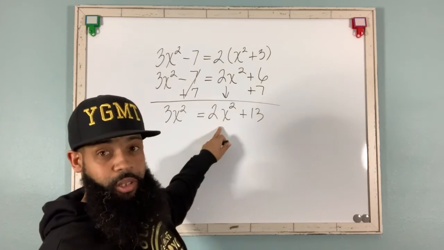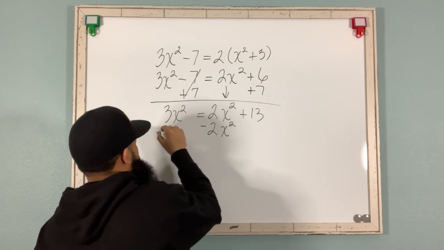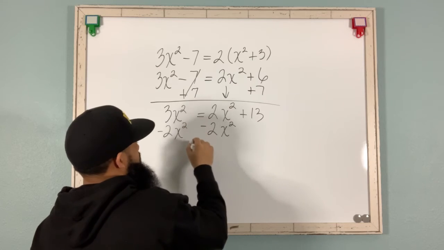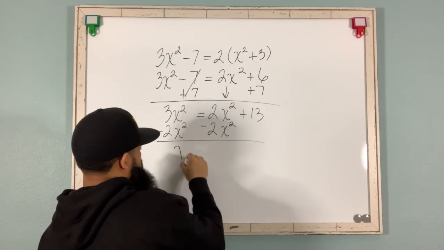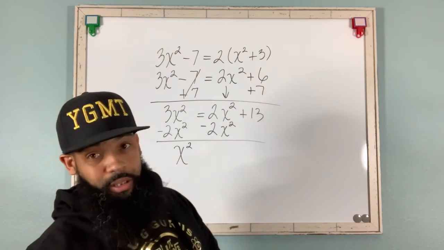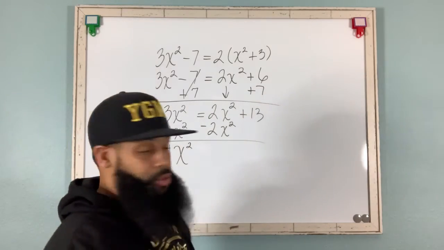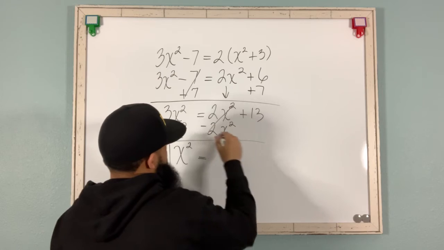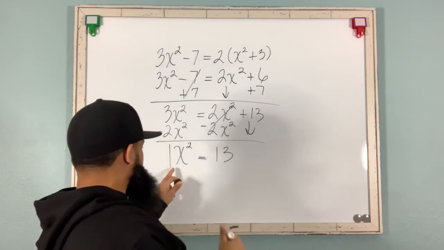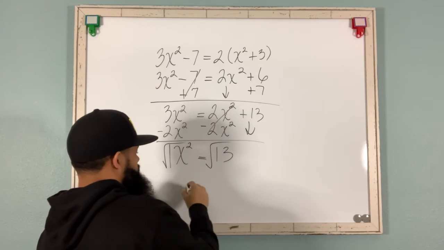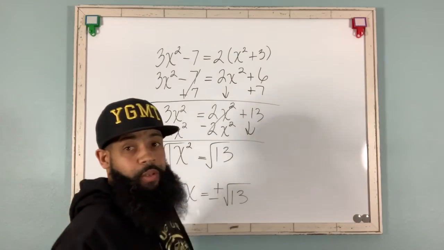Now I need to take this 2x squared to the left side, right? So boom, minus 2x squared. Keep it balanced, minus 2x squared. Boom. 3x squared minus 2x squared is just 1x squared. I don't like to write the coefficient 1, but you can put it there. It's fine because 1 times anything equals that number. All right. So this, boom, bring down my 13. And then, as always, take the square root. So boom, take the square root of both sides. X equals plus or minus the square root of 13.